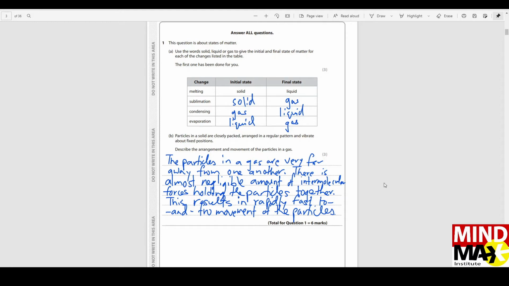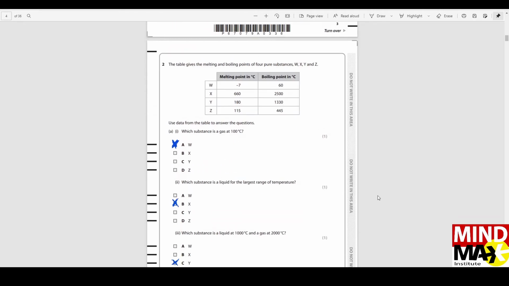So because the forces between the gas particles are negligible, this results in them moving rapidly fast to and fro from one place to another. That is, in here we have talked about the arrangement of the particles as well as their movement. That should give you the 3 marks. Then using this table you have to fill up a few blanks, not blanks, more like you have to tick the right option.